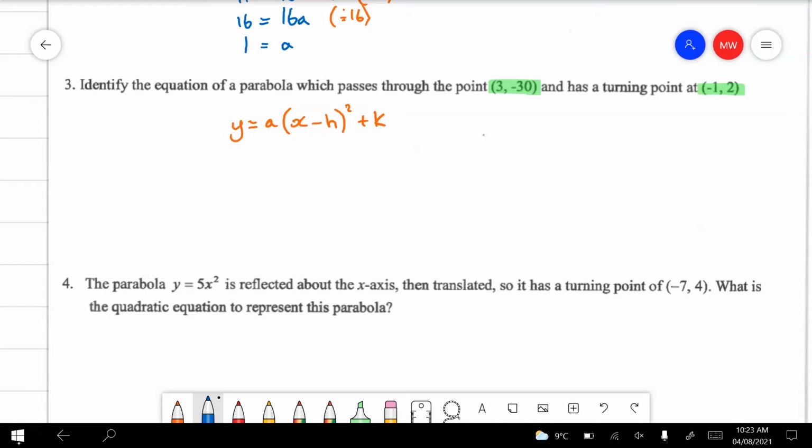And what we're going to do is we're going to identify that the turning point has a value of h and k. So that's what will be subbed in as h and k, and we'll use this as our random x, y coordinate so that we can solve for a.